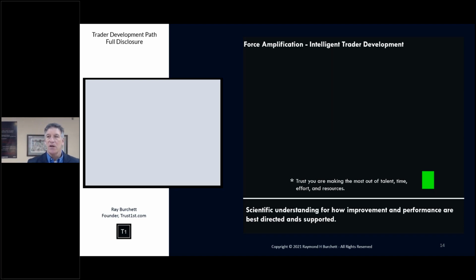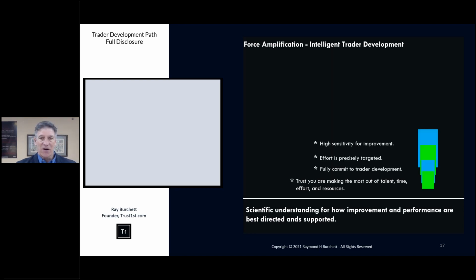That happens when you have a scientific understanding for how improvement and performance are best directed and supported. Can draw straight lines to how you're maximizing your talent, time, effort, and resources. And so that's what we do at Trust First. We give you that scientific understanding so you can trust yourself. It leaves no doubt that you're maximizing talent, time, effort, and resources. When that happens, you can fully commit to trader development.